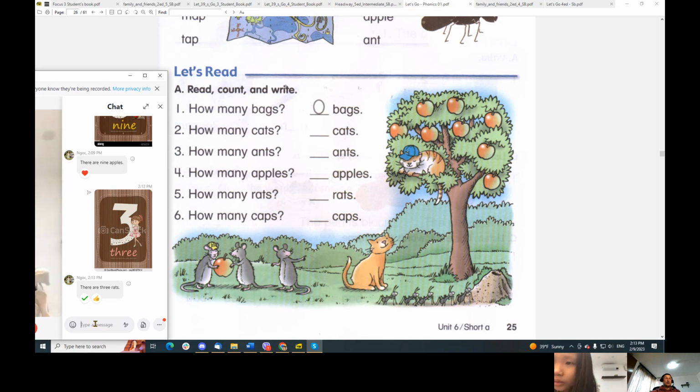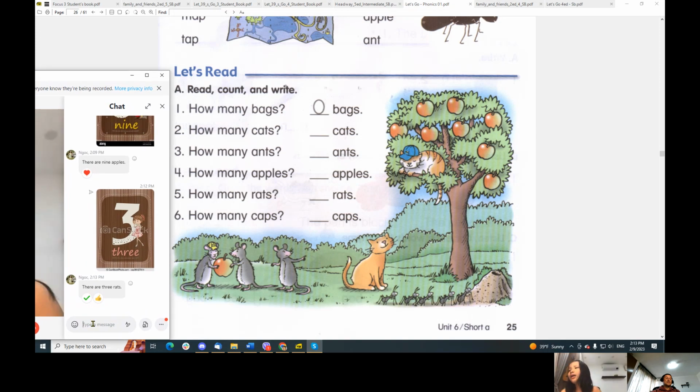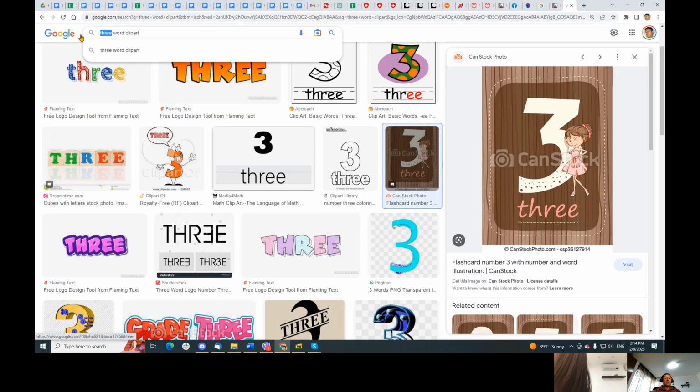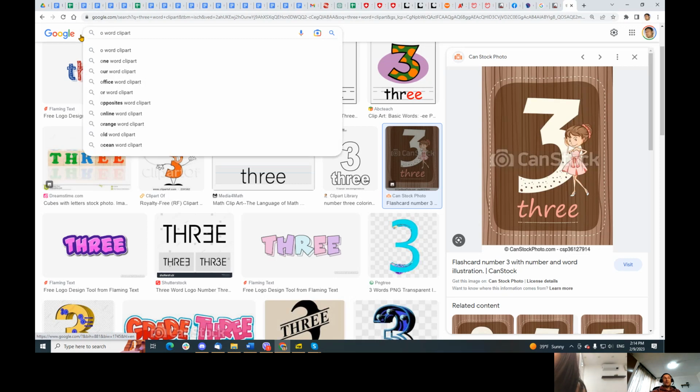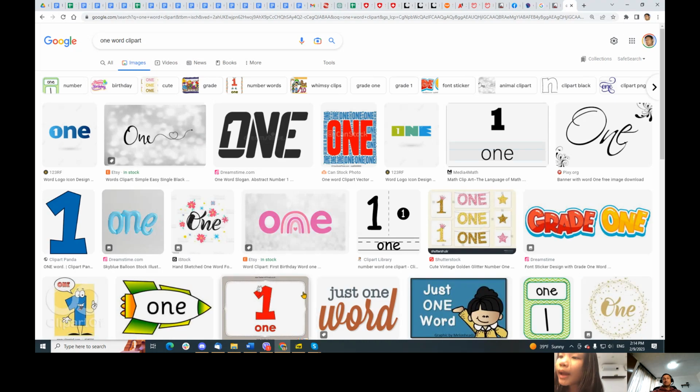One is blue and one is yellow, right? Teacher. Yes, Lulu. I don't know how to write number one. Number one. Okay, let's show it to you. One is O-N-E, O-N-E, one. O-N-E. That's right.